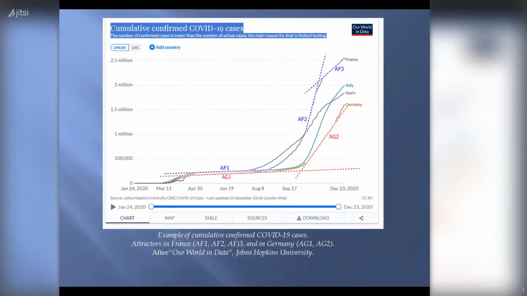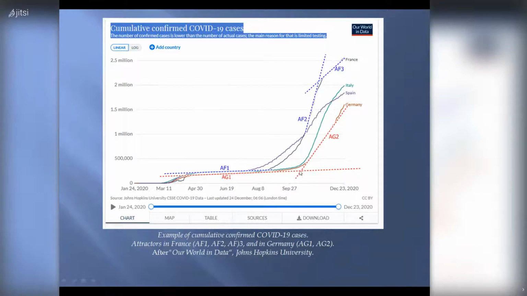This is illustrated here with data from Our World in Data, from Johns Hopkins University, Baltimore, where you have the number of cumulative confirmed cases here in vertical, per million people, and this is not per million people, sorry, and versus time. So you have AF1, AG1. The red curve is for Germany, the blue one is for France, and you have here nice straight lines for both countries. That was last summer. So a nice attractor for each of them with a moderate slope.